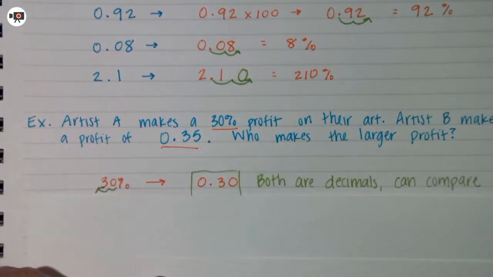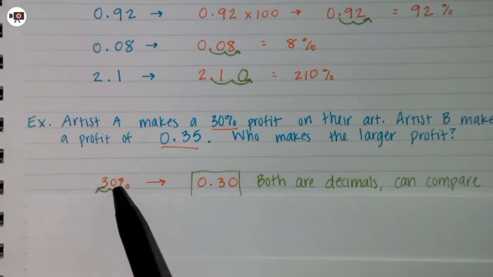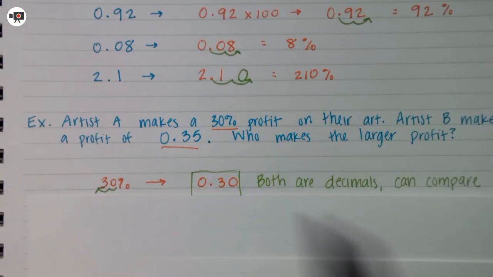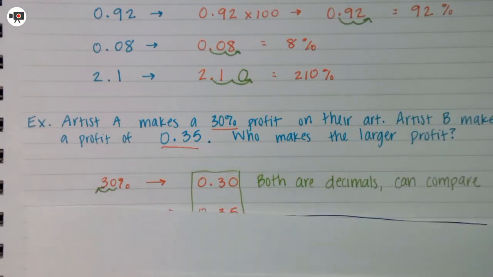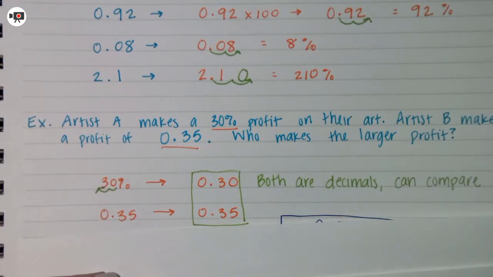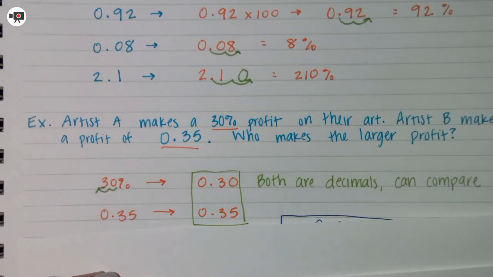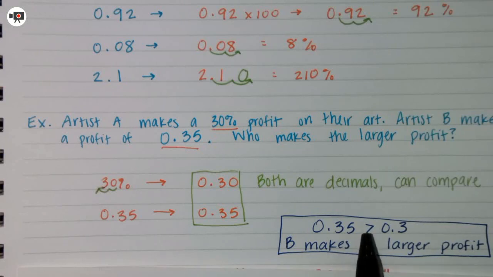So if I take 30% and convert this into a decimal, I take my decimal from where it is, 2 spots to the left, and I get 0.3. So now I have 0.35 and 0.3. Both are decimals, and we can compare them now. So artist A, 0.3, artist B, 0.35, and 0.35 is greater than 0.3, so that means artist B makes a larger profit.